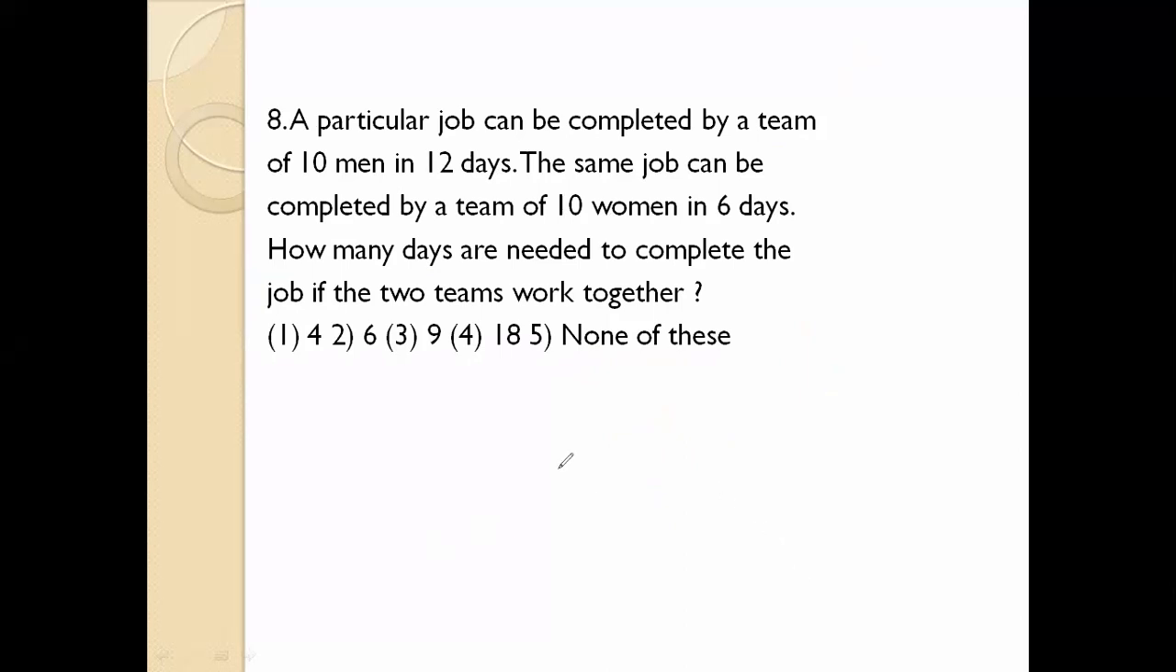A particular job can be completed by a team of 10 men in 12 days. The same job can be completed by a team of 10 women in 6 days. How many days are needed to complete the job if the two teams work together? Work together means product by sum. Product 12 into 6 divided by 18. 6 1 ja, 6 3 ja, 3 1 ja, 3 4 ja. It takes only 4 days.